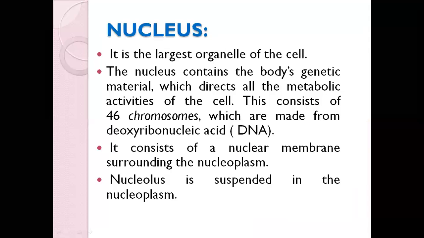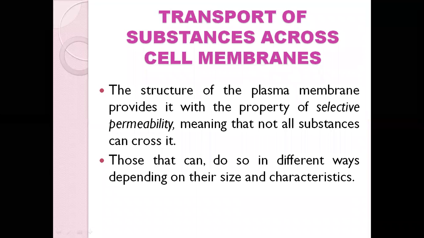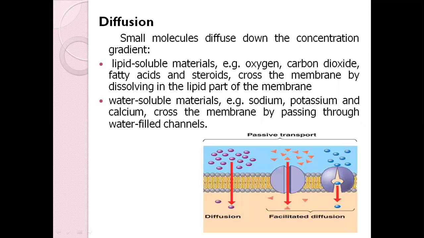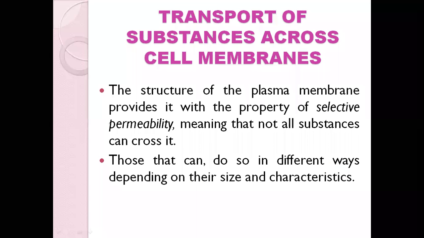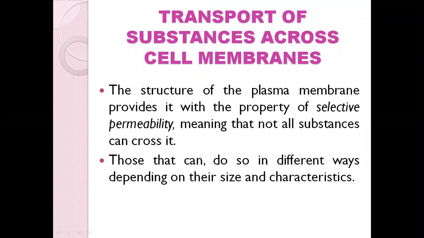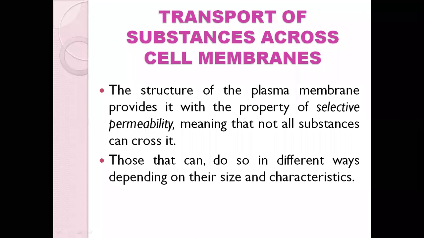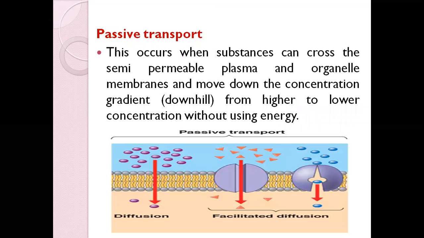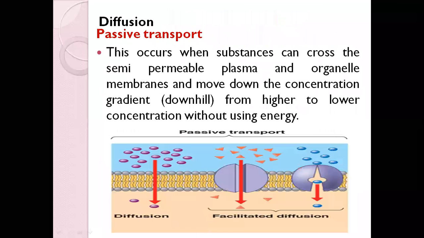Ma'am, can you explain microtubule again? Related to the transport, I will teach you in the next class. If you remember, in the first class I talked about the plasma membrane. It is a semi-permeable membrane, which means it allows only some selective substances to cross through it. In transport we have two types, active and passive. I'll discuss this in the next class.